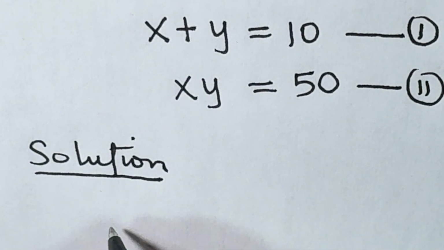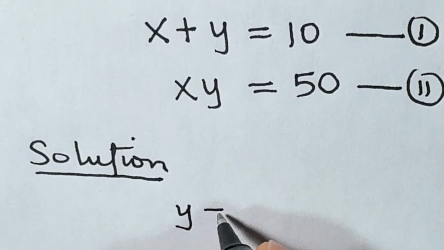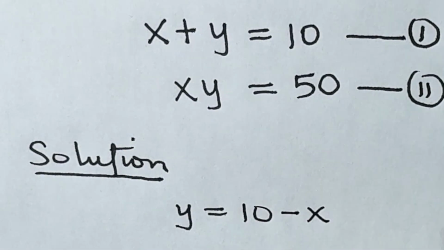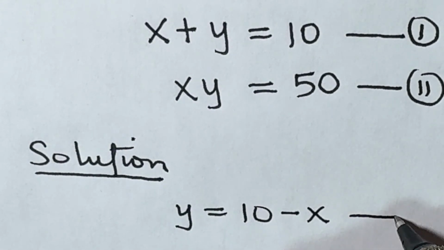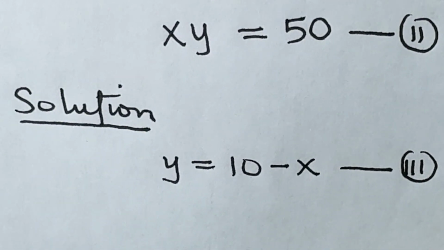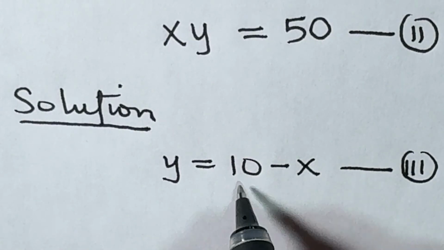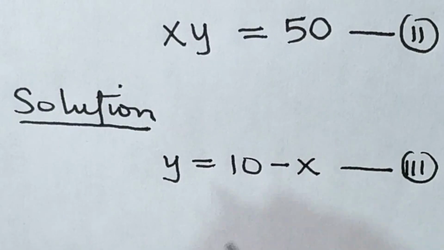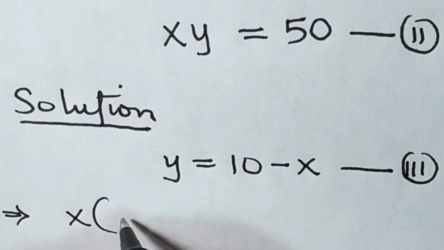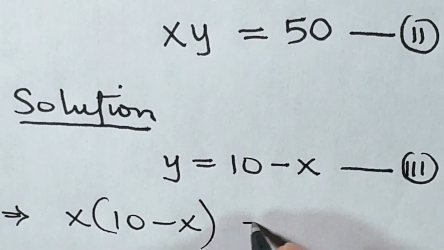From equation 1, if we make y the subject of the formula, we get y is equal to 10 minus x. Let's call this equation 3. Now I'm going to make substitution in equation 2. Since we have a new value for y, I'm going to put it here. So let's say x into 10 minus x. This is equal to 50.